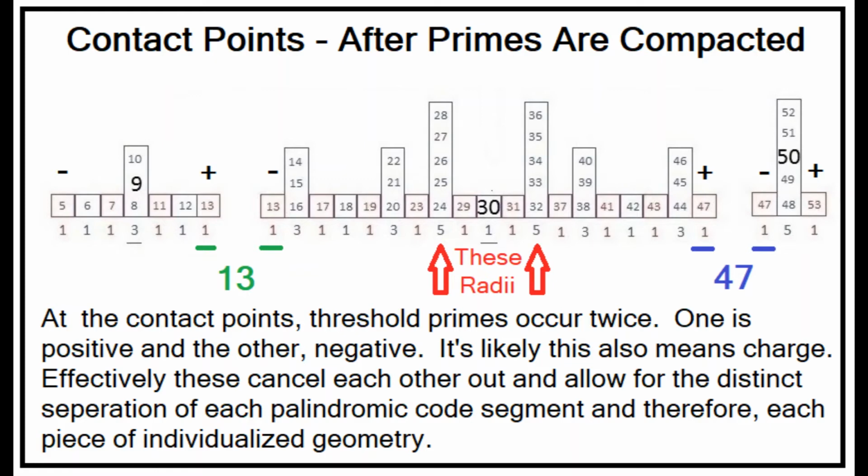Effectively, these threshold primes cancel each other out and allow for the distinct separation of each palindromic code segment and therefore each individualized piece of geometry. It's also this property that likely factors into the magnetic force aspect.